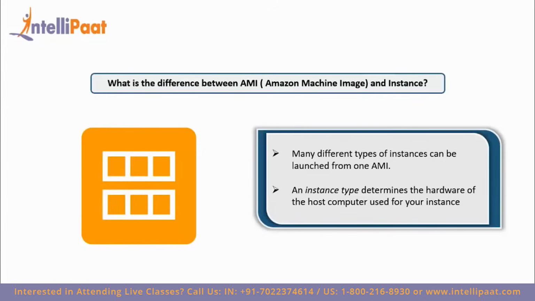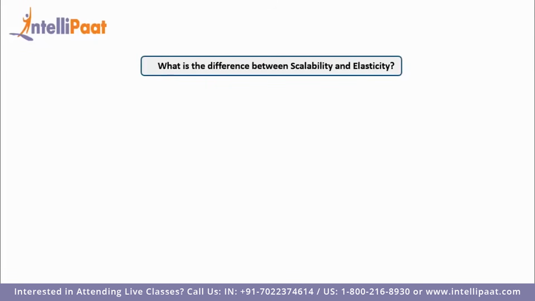Similarly, you have T2.large, you have T2.extra large, then you have IO intensive machines, storage intensive machines, and memory intensive machines, and all of these have been classified in different classes depending on their hardware capability. So this was the difference between an AMI and an instance. Our next question asks us, what is the difference between scalability and elasticity?